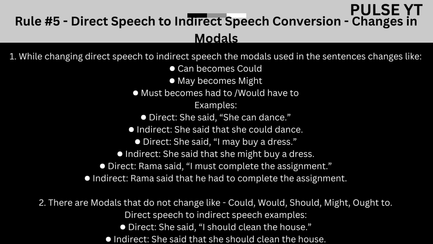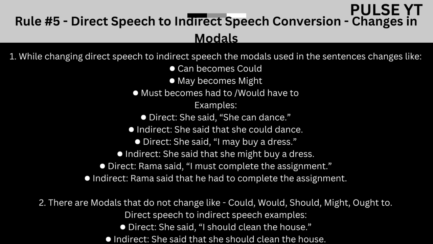Examples. Direct: She said she can dance. Indirect: She said that she could dance. Direct: She said I may buy a dress. Indirect: She said that she might buy a dress. Direct: Rama said, I must complete the assignment. Indirect: Rama said that he had to complete the assignment.